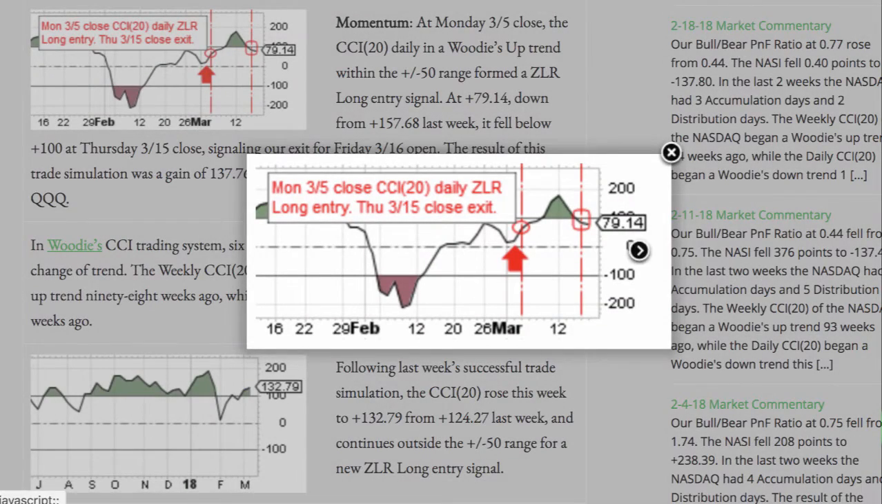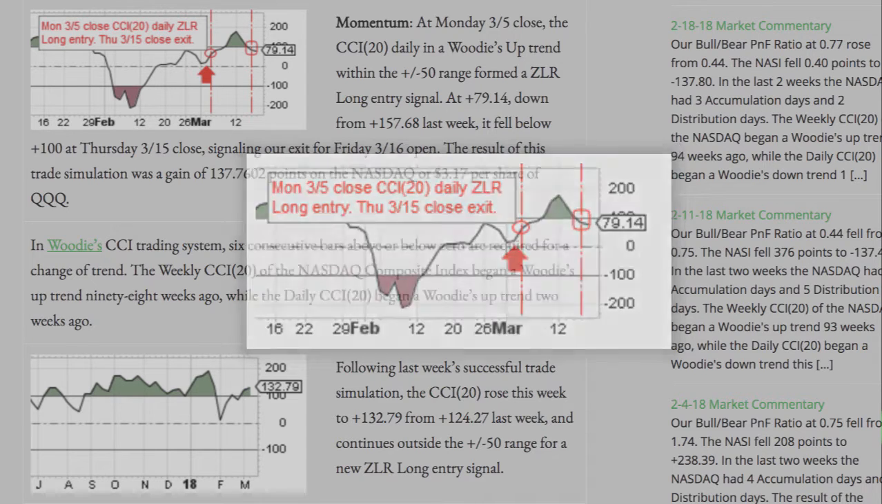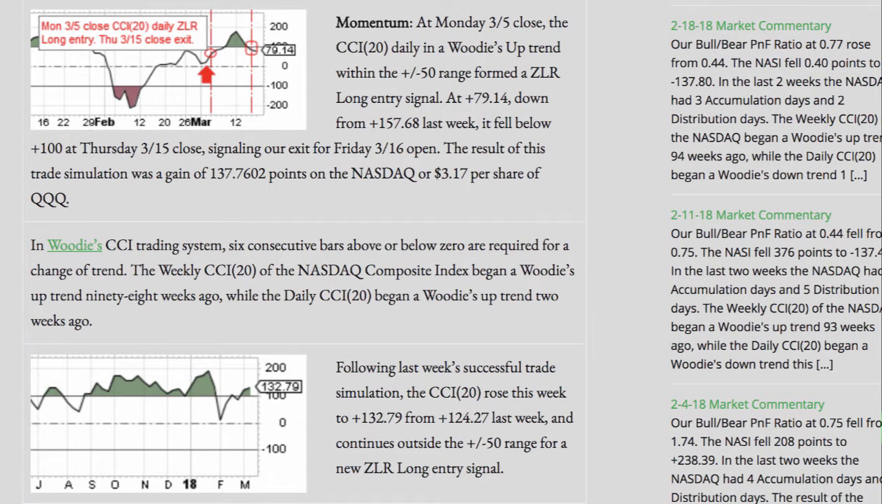Momentum. At Monday 3/5 close, the CCI 20 daily in a Woody's uptrend within the plus or minus 50 range formed a zero-line reject long entry signal. At a positive 79.14, down from a positive 157.68 last week, it fell below plus 100 at Thursday 3/15 close, signaling our exit for Friday 3/16 open. The result of this trade simulation was a gain of 137.76 points on the Nasdaq, or $3.17 per share of QQQ.